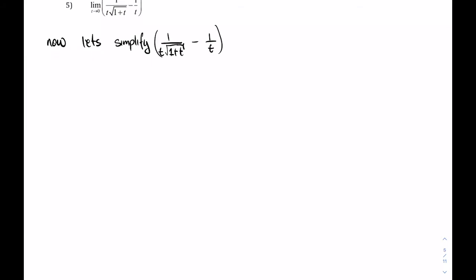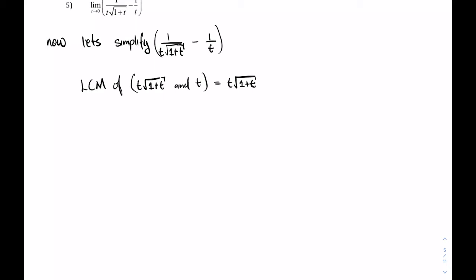So here we're looking for the LCM of t times the square root of 1 plus t and t. Okay, so in this case, the LCM of these two equals t times the square root of 1 plus t. That's what the LCM is. Take some time to think about it, but it should be straightforward after thinking about it.